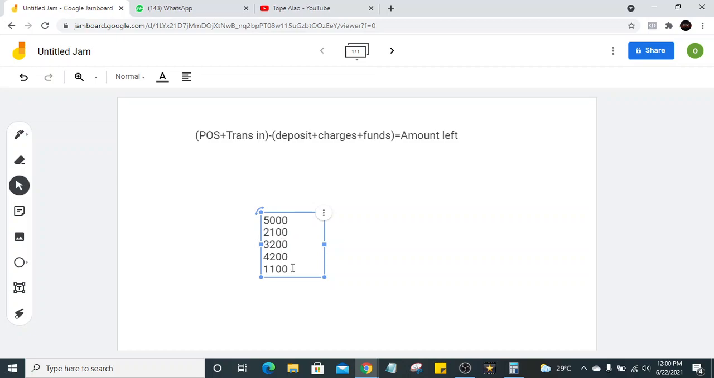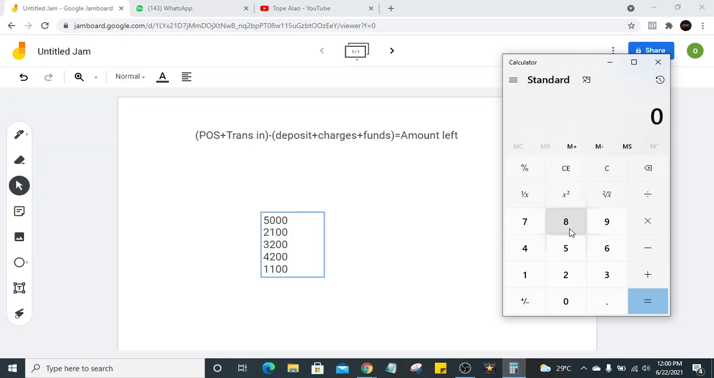You add all the exact amount, like all the POS withdrawal you did for that day. You add everything together. So let's do this. Let's say this is 5,000.